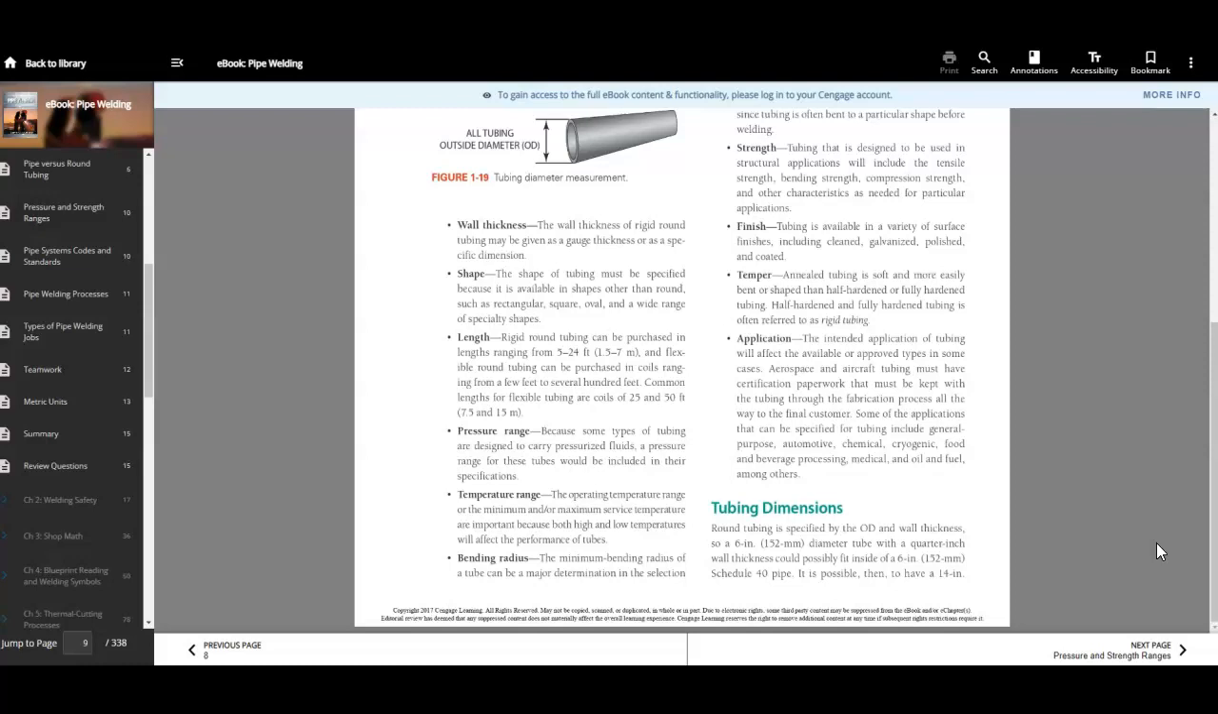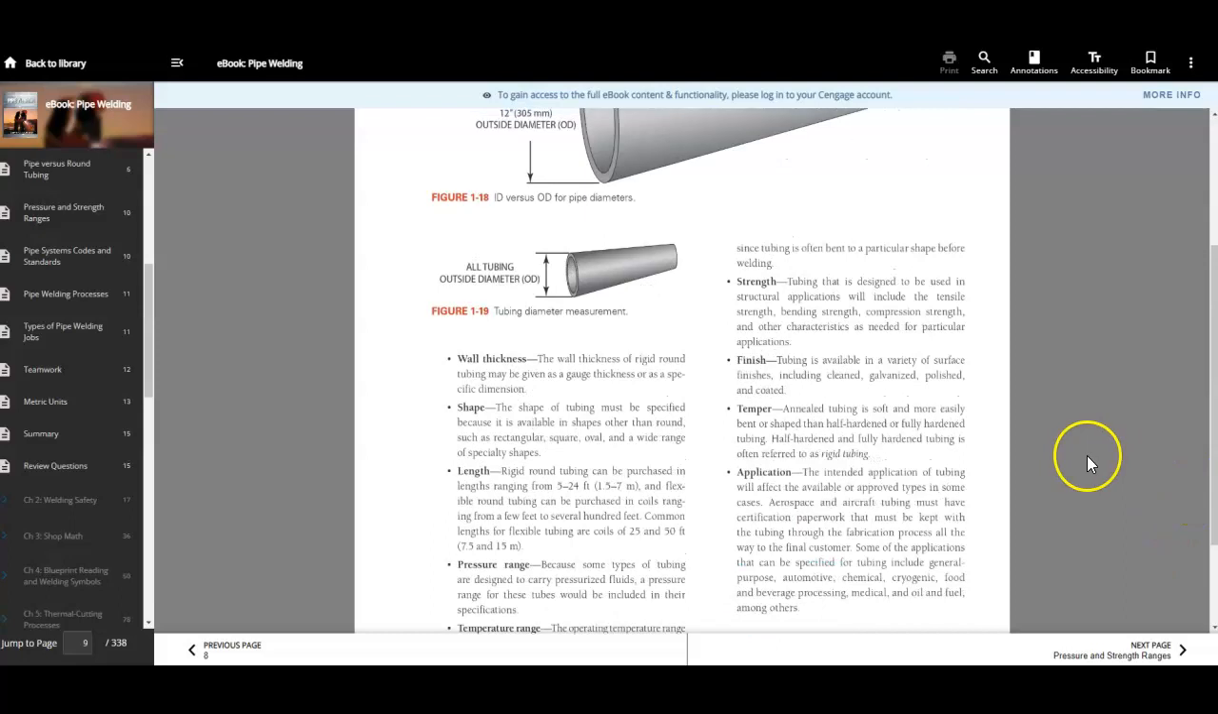Pressure range. Because some types of tubing are designed to carry pressurized fluids, a pressure range for these tubes would be included in their specifications. Temperature range. The operating temperature range, the minimum or maximum service temperature, is important because both high and low temperatures will affect the performance of the tubes. Bending radius. The minimum bend radius of a tube can be a major determination in the selection, since tubing is often bent to a particular shape before welding.